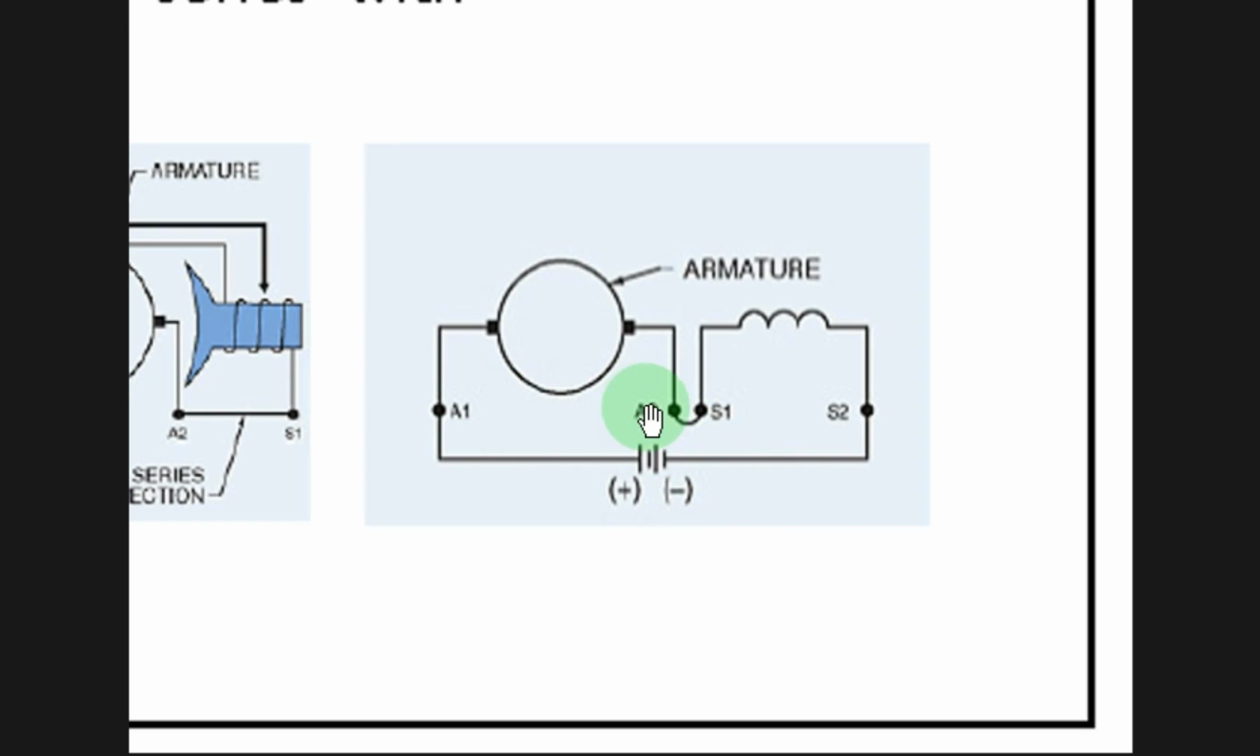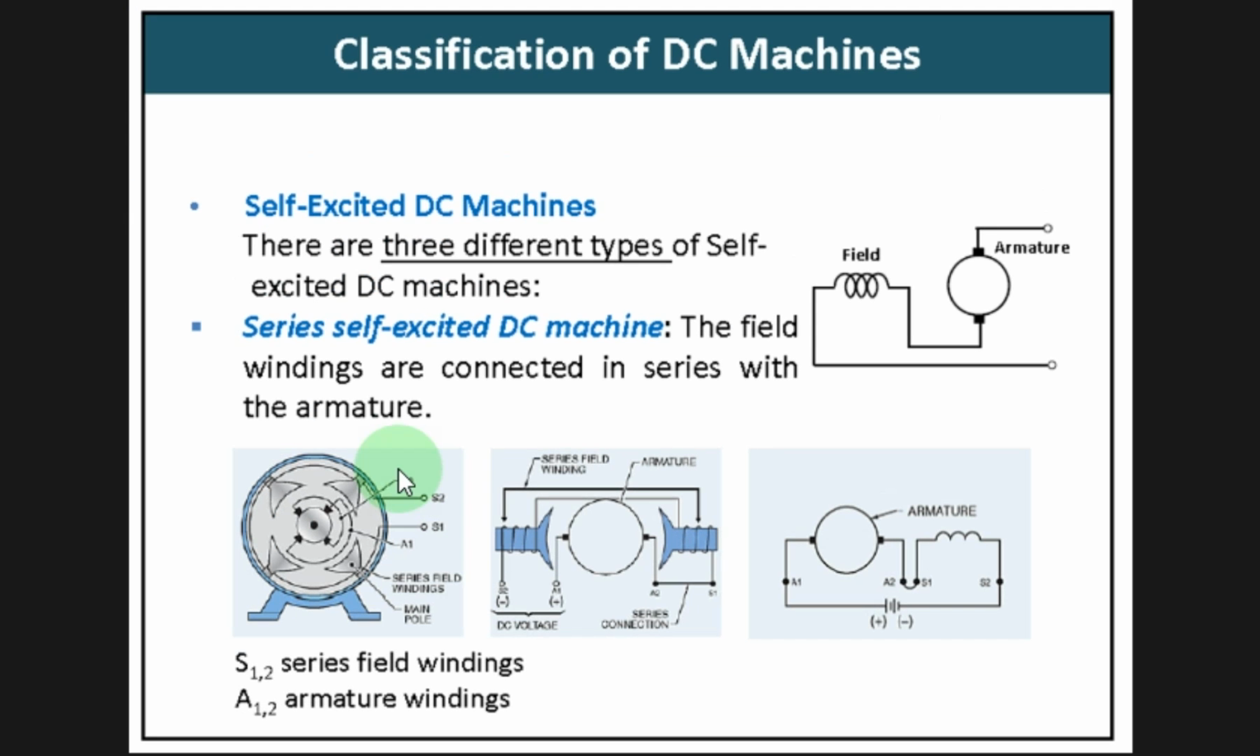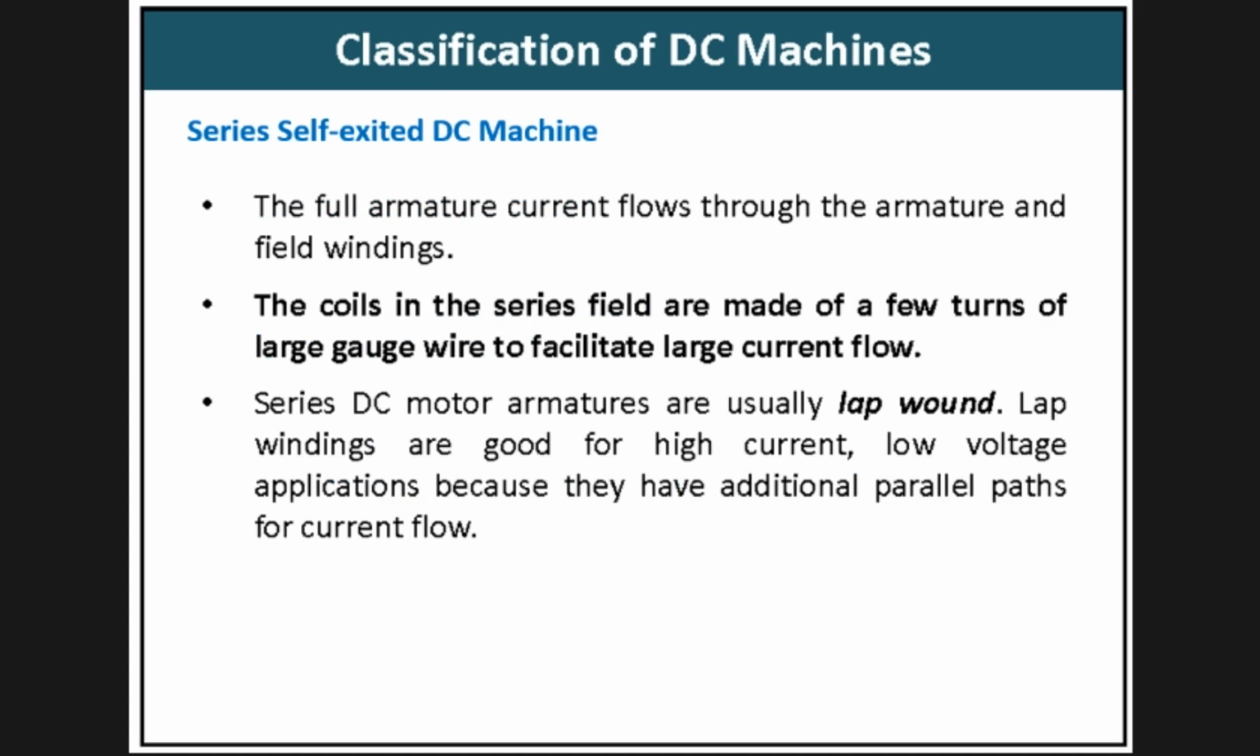See, A1 and A2, S1 and S2 are seriously connected, right? So this is what we call the series self-excited DC machine. So let's see the characteristic of this configuration. The full armature current flows through the armature and field windings. The coils in the series field are made of few turns.